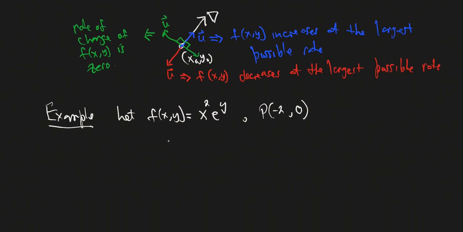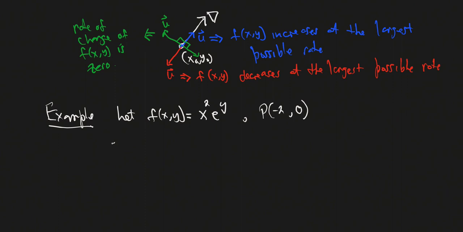And we're going to find, starting at this point, in what direction should I move in order to get the greatest rate of increase of our function? And then in what direction should we move to get the largest decrease in our function, and in what directions could we move to get no change at all? So let's answer all three.